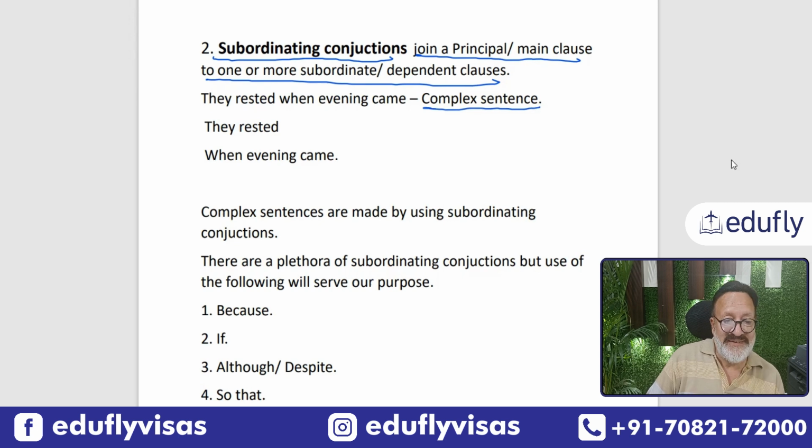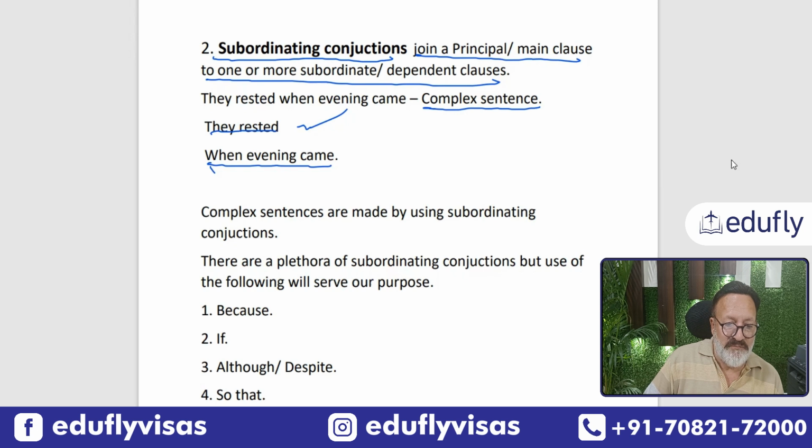Why? Because this can be divided into two parts. One is 'they rested', and the other is 'when evening came'. 'They rested' is a perfect sentence because it has a subject, which is a pronoun, and it has a verb. So this is a main clause. But 'when evening came', if you tell somebody that, there will be a counter question: what do you mean, when evening came? So this is known as a subordinate clause or a dependent clause. It gets its meaning from the main clause. So when you say 'they rested when evening came', you understand. Otherwise, 'when evening came' is a subordinate clause.